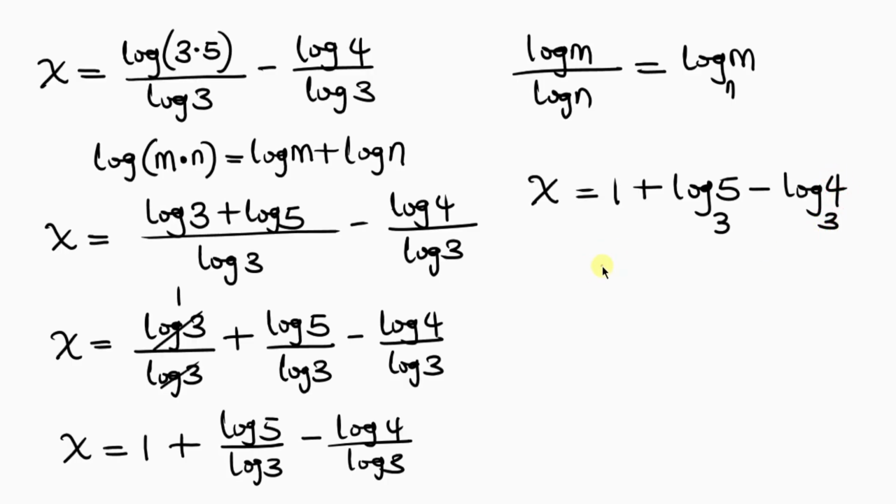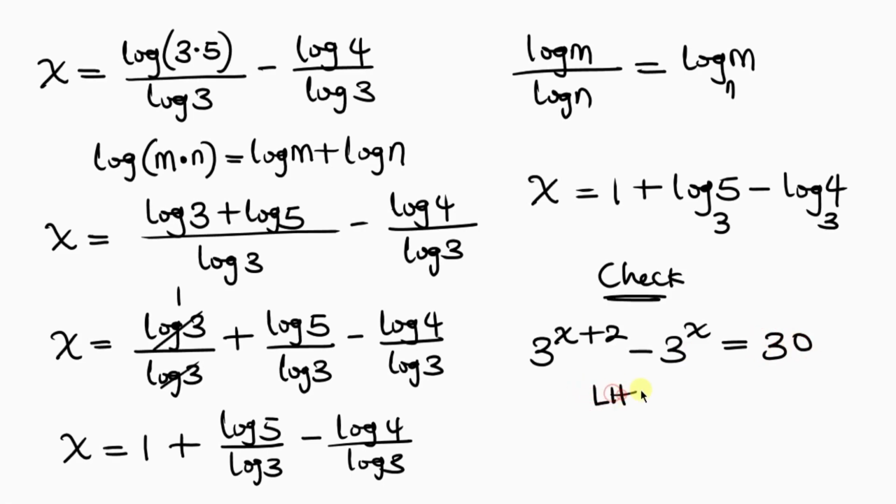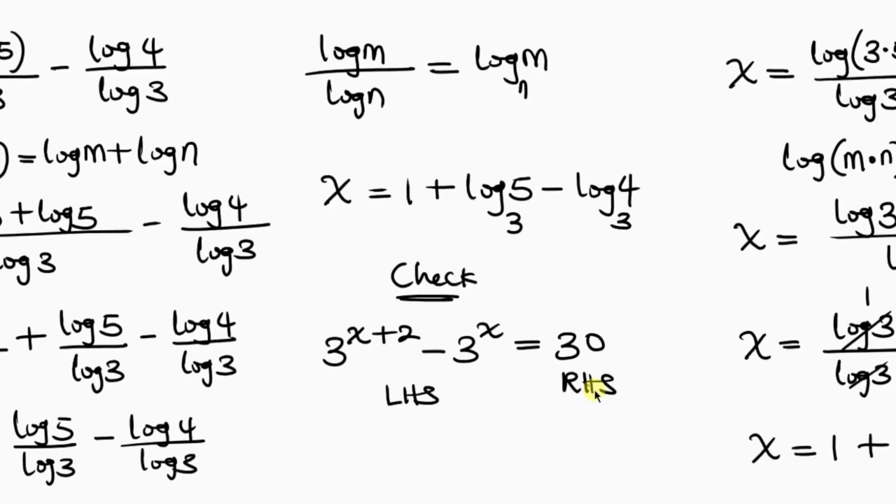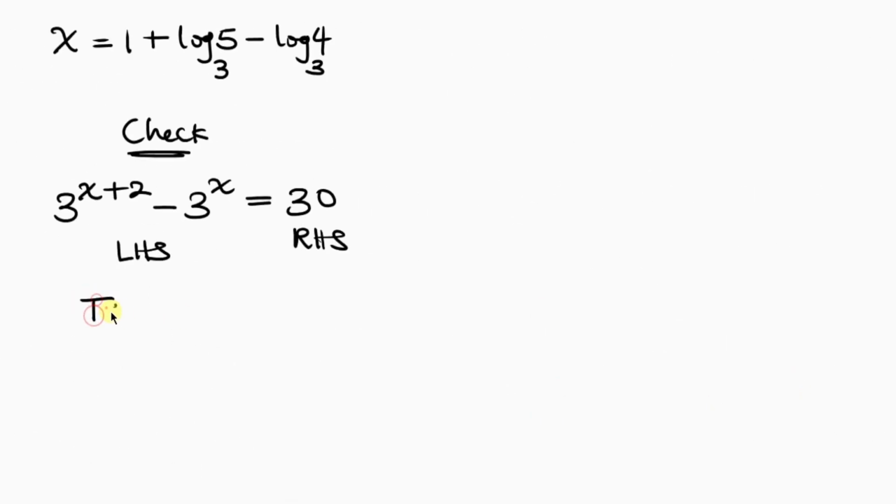Now let's check our answer to see if we're correct. Our given question is 3 to the x plus 2 minus 3 to the x equal to 30. Now this is the left hand side and this is the right hand side. So we take the left hand side. We're going to be substituting the value of x here to see if we get 30 as the result.